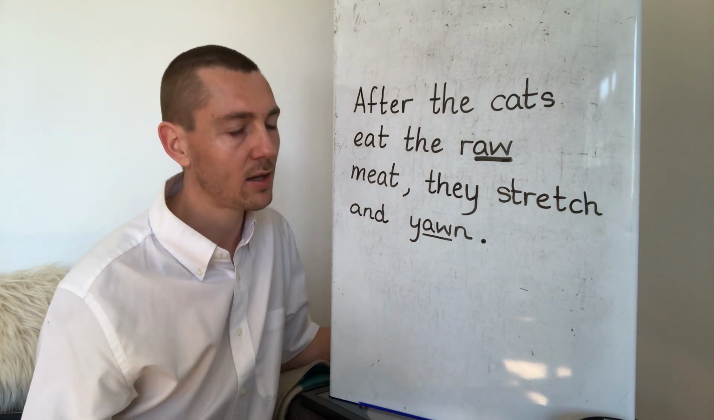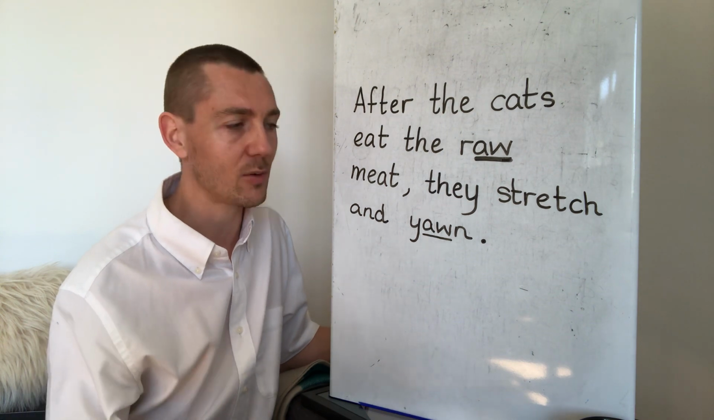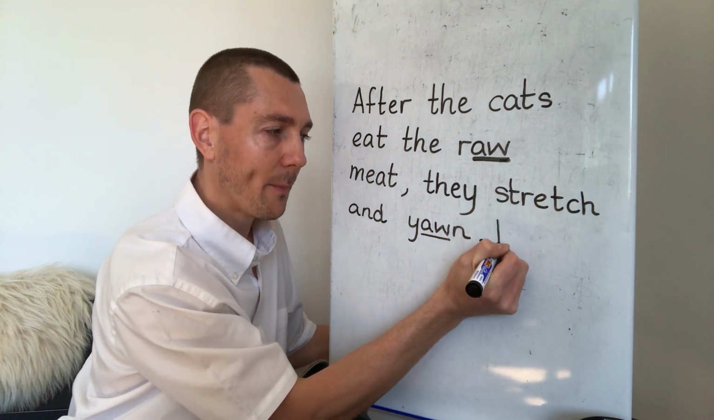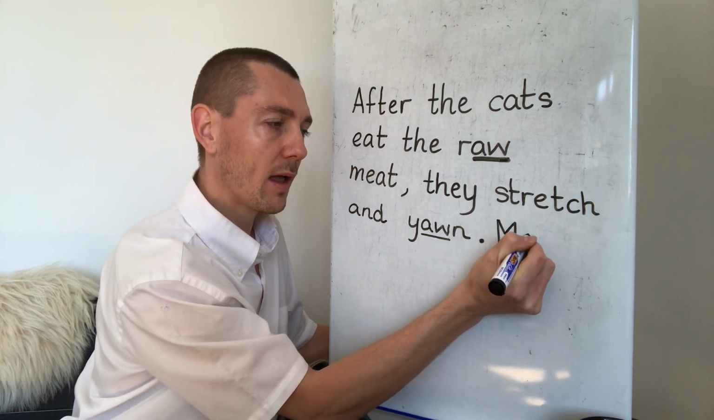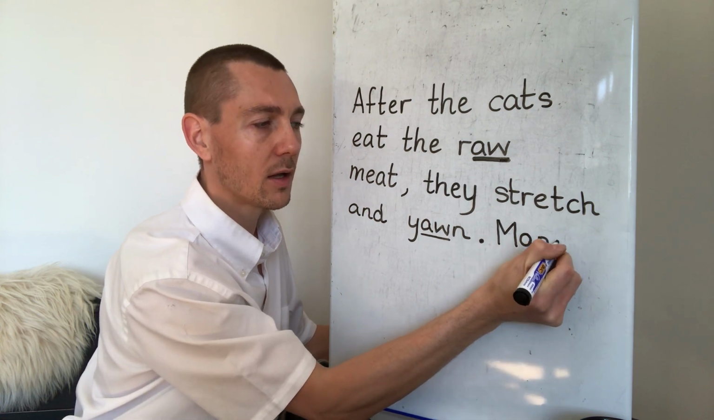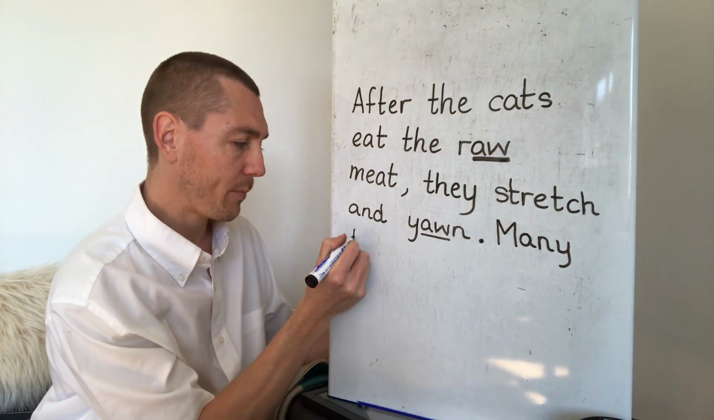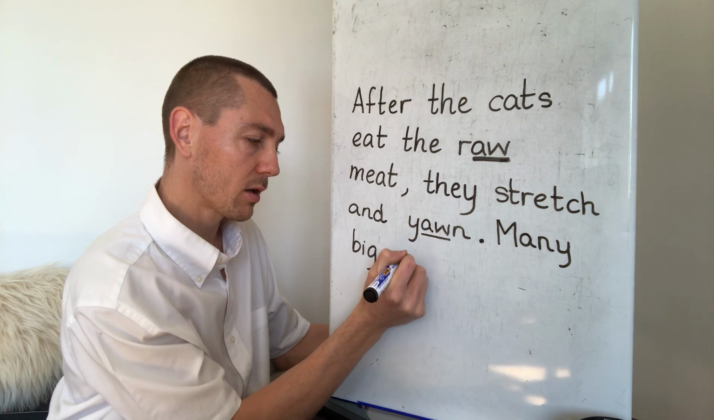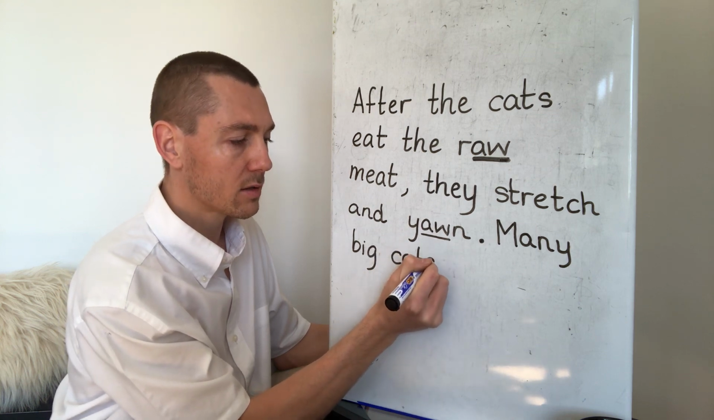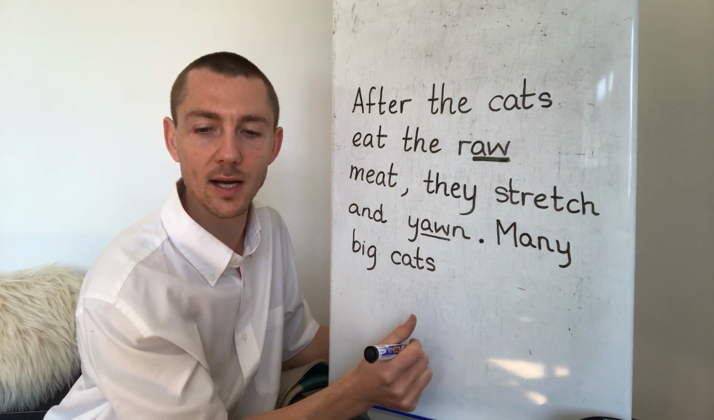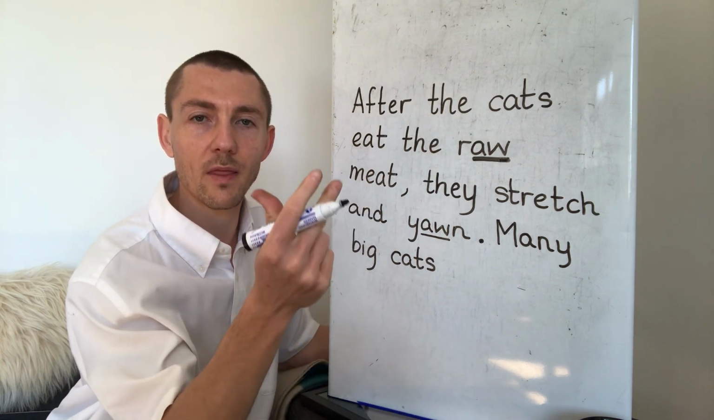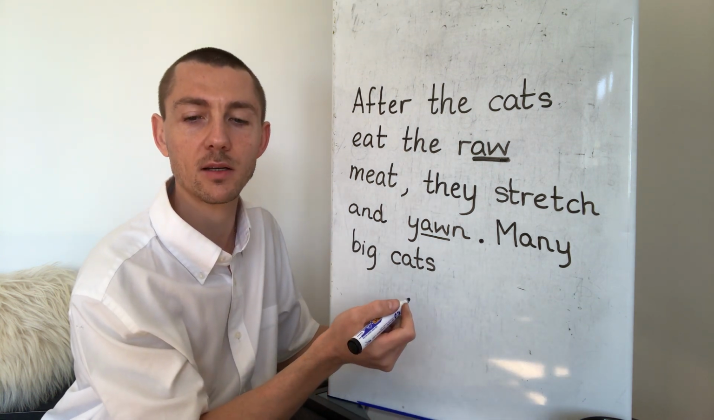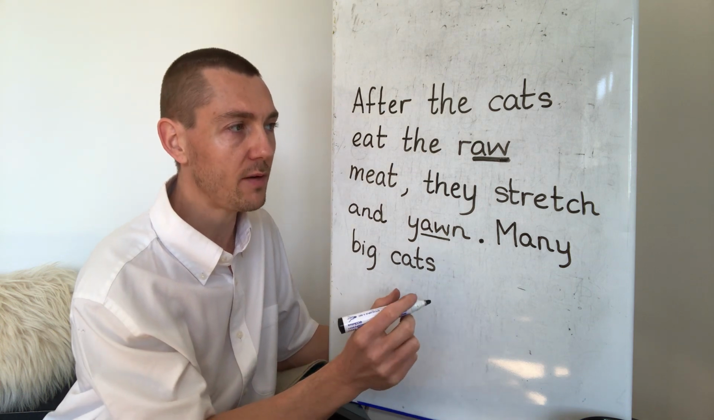So let's try. Many big cats, the first 3 words. Many big cats. And we say many, big, cats. Many big cats were born in the zoo. 5 words. Next, were born in the zoo. So try those 5 and then come back and check, okay?